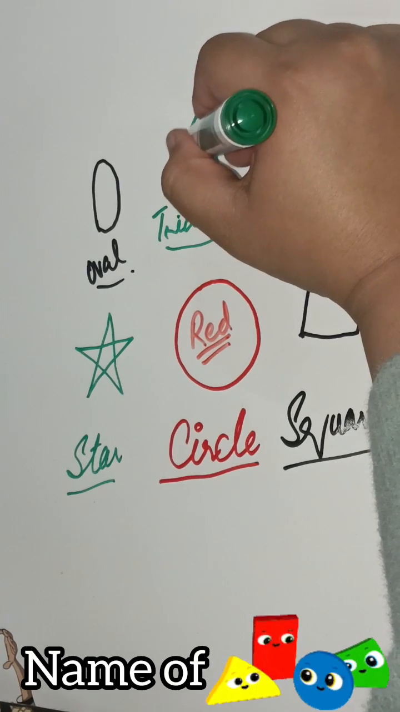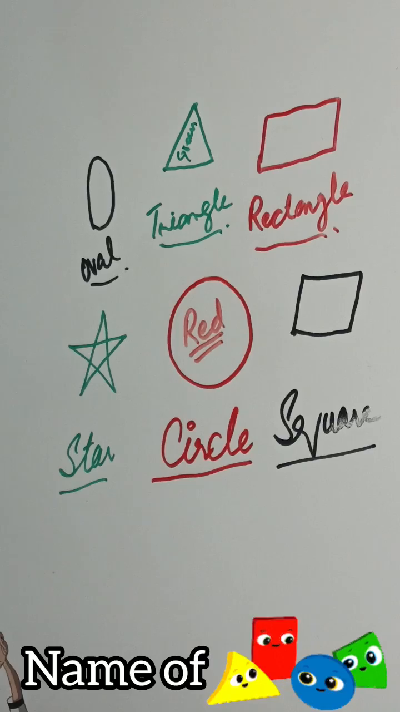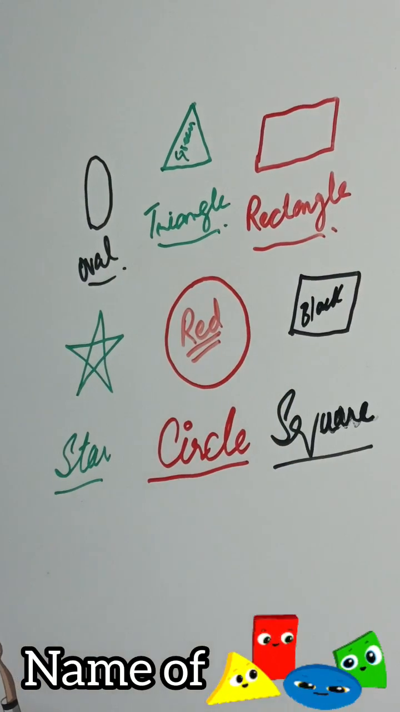a green color. Now we have a square and, wow, it's a black color.